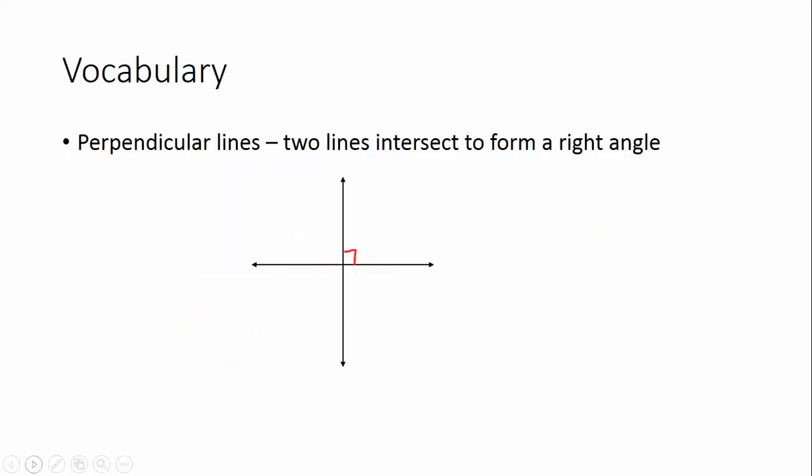Next, we want to discuss perpendicular lines. Perpendicular lines are two specific lines that intersect to form a right angle. Actually all four of these are right angles, so they all measure 90 degrees. Remember that the little box in the corner indicates a right angle. We see those oftentimes when we're talking about right triangles, and you'll see them in today's lesson and in this unit. So perpendicular lines are two lines that intersect to form a right angle.